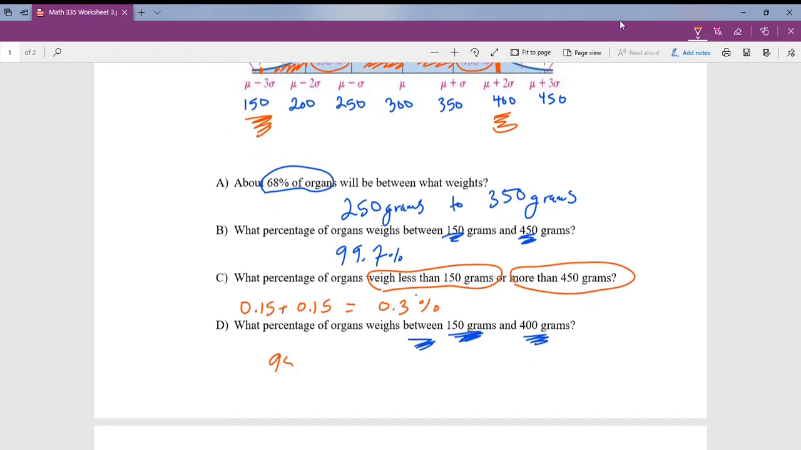So we have 95% plus 2.35%, and if we add this up, that's 97.35%. That is our solution. So there's more than one way to do it, but we still get the same answer.